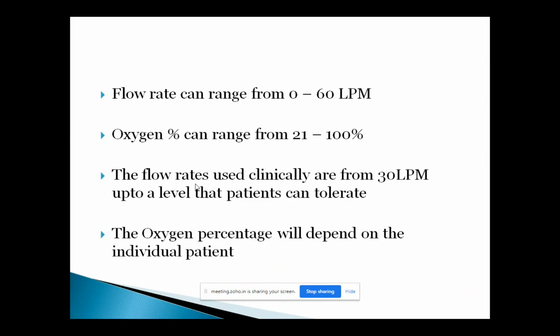If you take the heat and humidity off, then you're pushing dry air into the patient's nasal cavity. Within a matter of half an hour, the patient will have a significant nosebleed. And first of all, they won't even be able to tolerate 10 liters, let alone 30 liters.